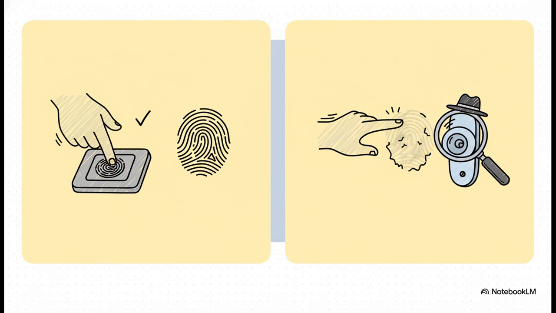So let's just get our terms straight for a second. On one hand, you've got exemplar prints. These are the clean, high-quality prints you give when you get a passport or something, deliberately collected. But on the other hand, you have the latent prints, the accidental, messy, and incomplete ones left at a crime scene. And those are the ones that really matter to investigators.